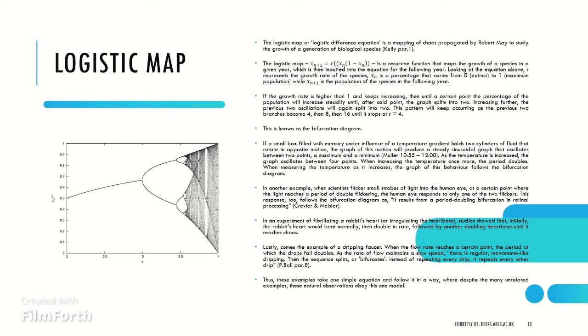Many examples are listed below, involving thermodynamics, some aspects of biology, and just common observation. Thus, these examples take one simple equation and follow it in a way where, despite the many unrelated examples, these natural observations obey this one model.